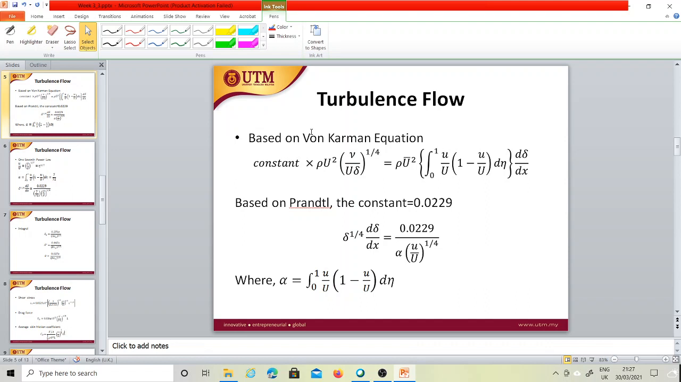If you remember, according to the von Karman equation, if this is the tau naught, you know that rho u square, times alpha, that is alpha, and then we have d delta by dx. We already had this equation. So we have different forms according to the von Karman equation.